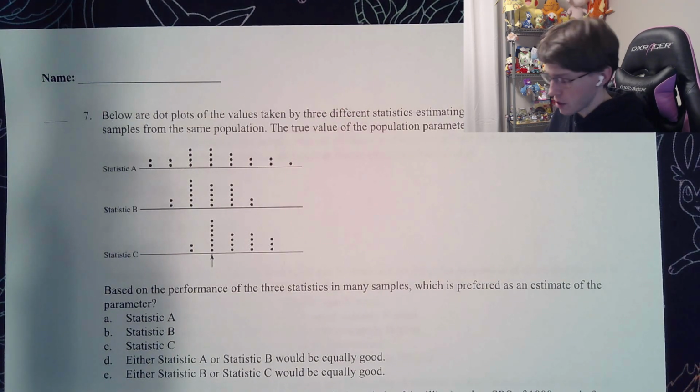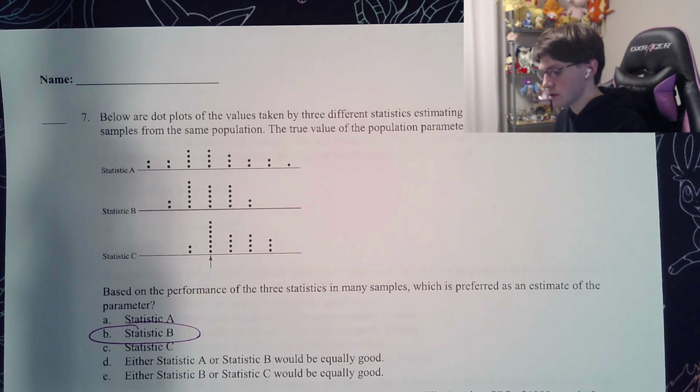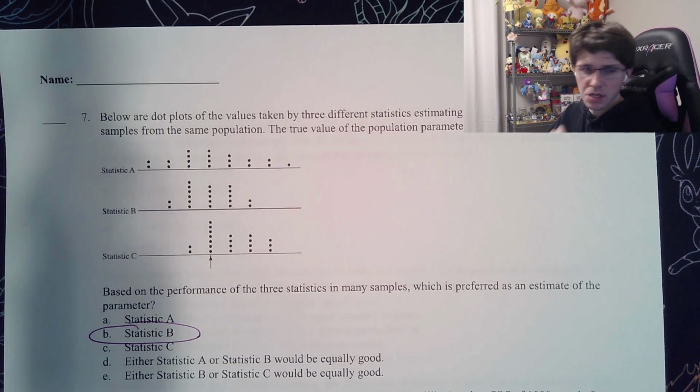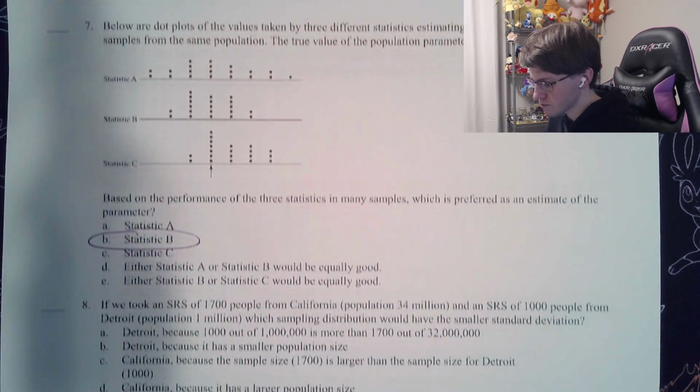I think it's very, very clear that statistic B is the one that we would like to use because it's not as spread out as letter A. It's not biased like letter C. So letter B is the one that we're going to want to use.